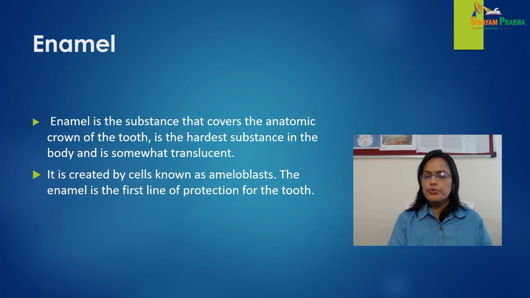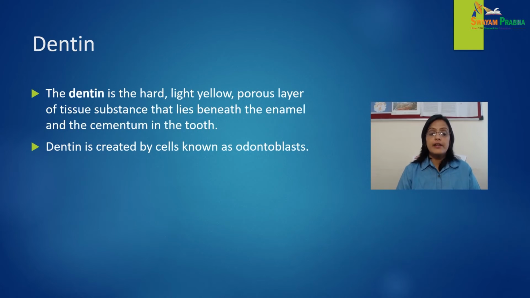Moving to the next, dentine. Dentine is the hard, light yellow, porous layer of tissue that lies beneath the enamel and the cementum in the tooth. Dentine is created by cells known as odontoblasts. It is not as hard as enamel and it makes up the major portion of the tooth.